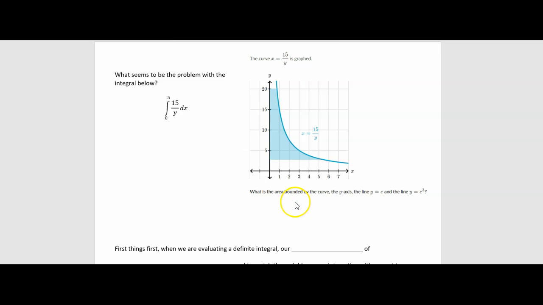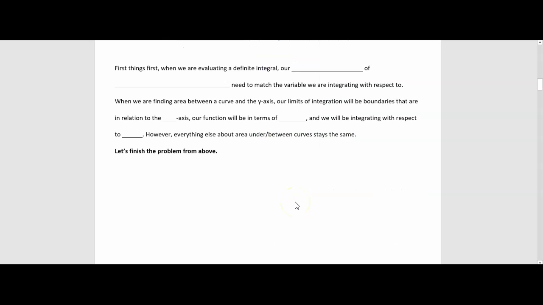So let's fill in these blanks, and then we'll do one or two more practice problems. This is kind of just summing up what we talked about earlier. When we are evaluating a definite integral, our limits of integration need to match the variable we are integrating with respect to.